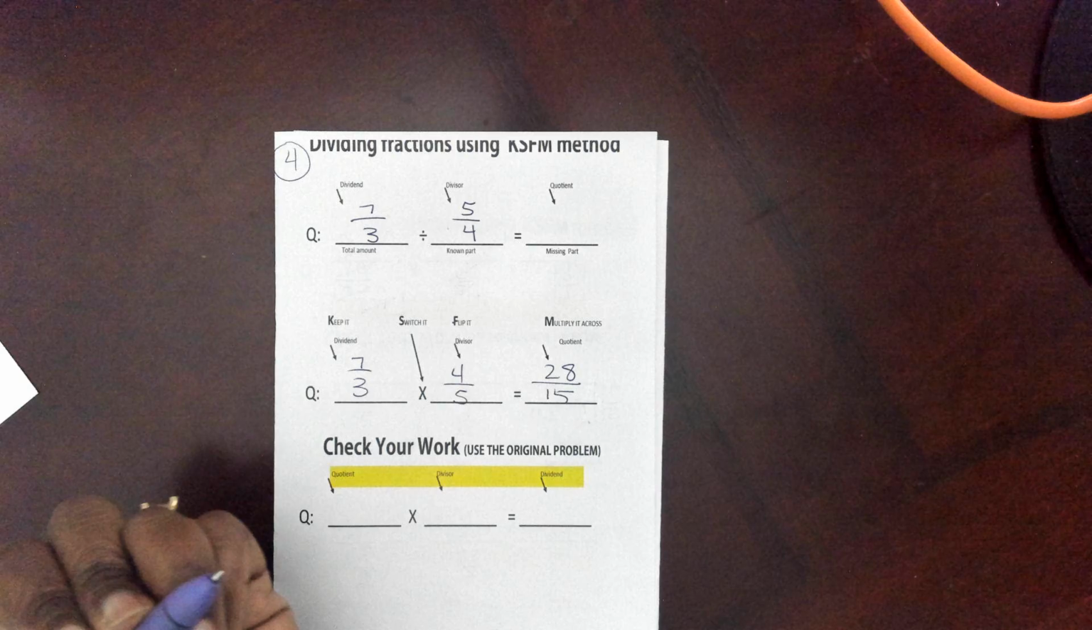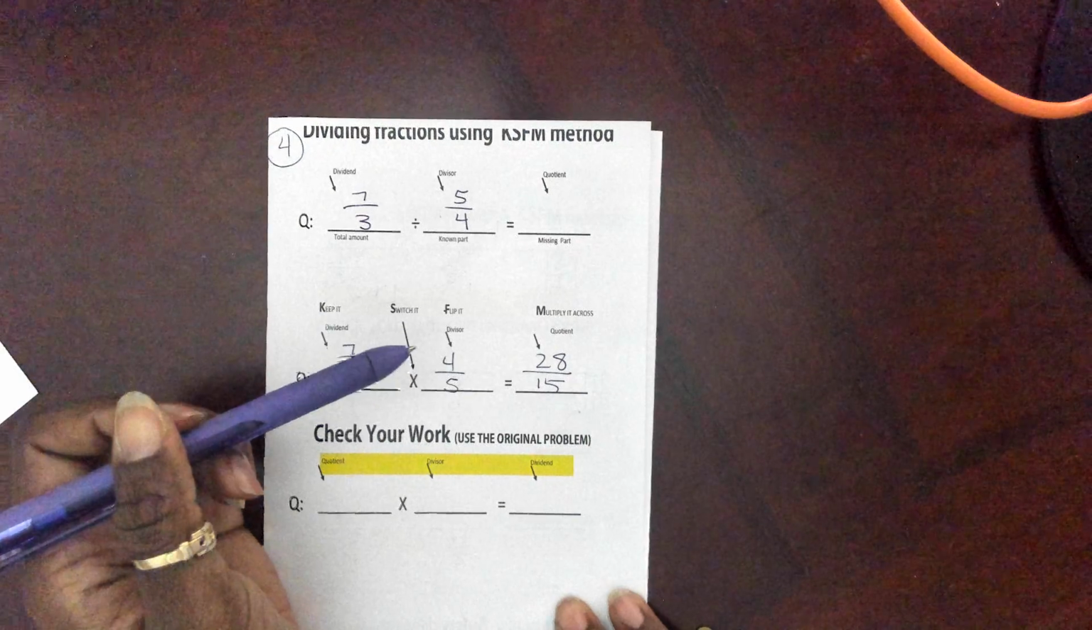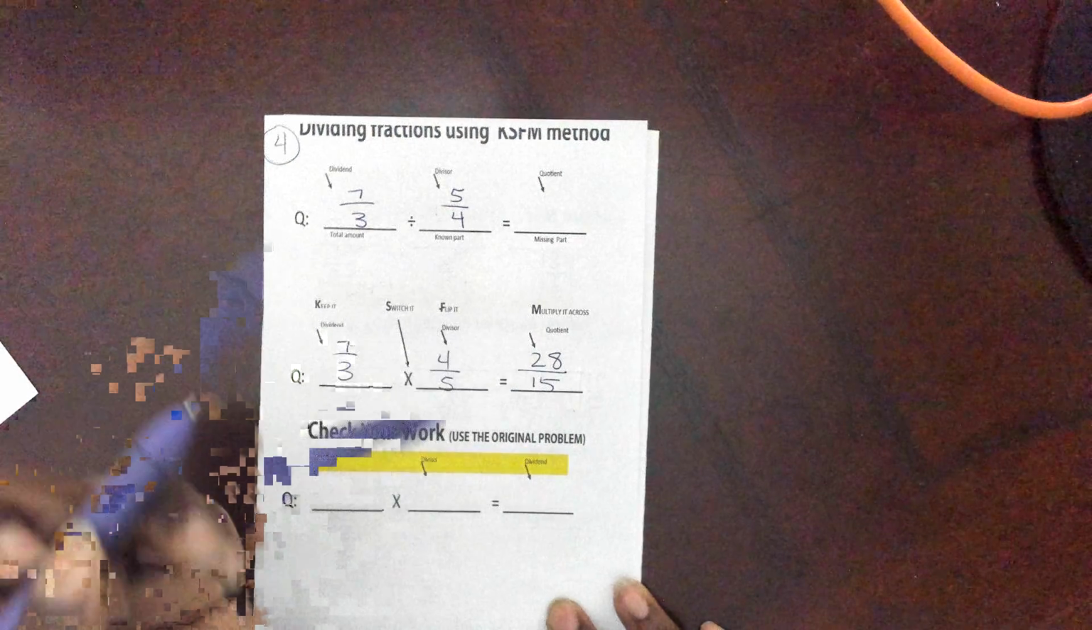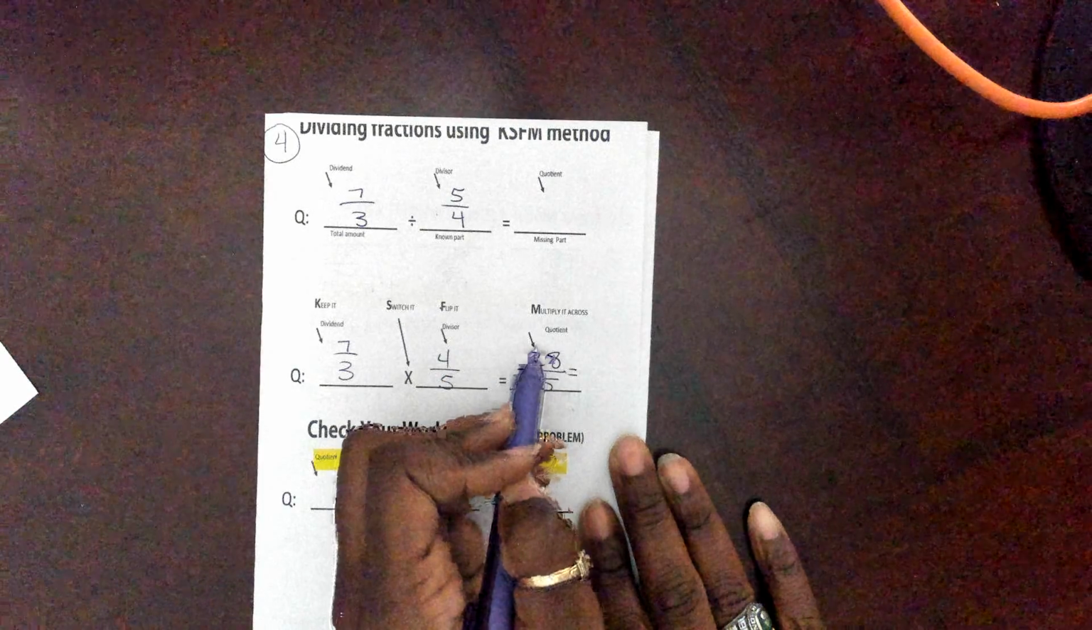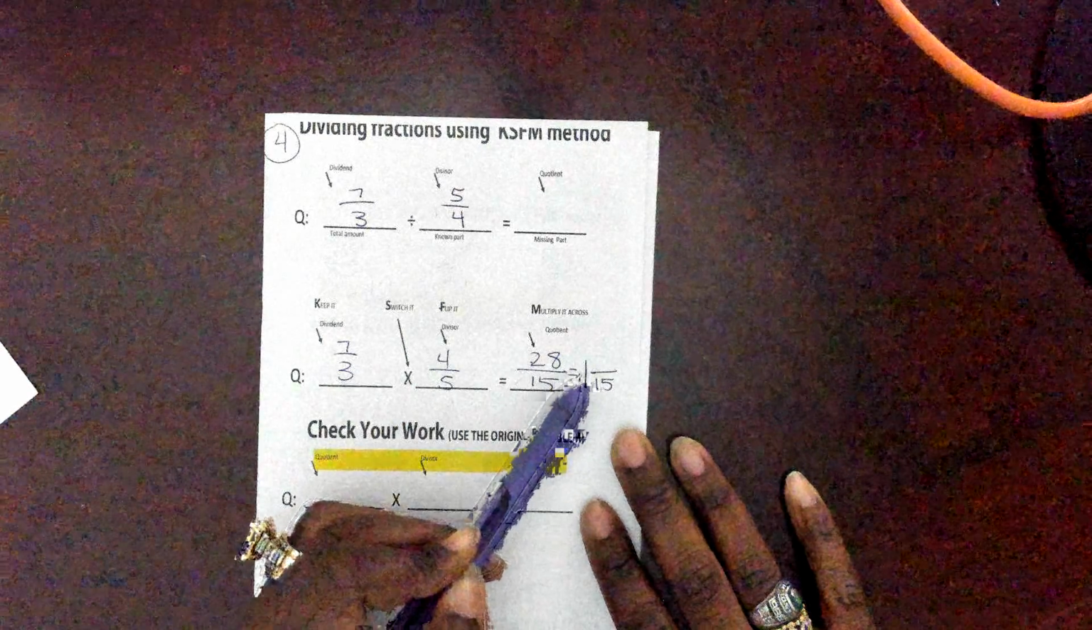All right. And so I cannot make this any smaller, but I can turn it into a mixed number. So I'm going to find out how many groups of 15 can fit into 28. In this case, I have one full group of 15 that can fit inside of 28. And then the difference between 15 times 1, which is 15, and 28 is 13 remaining.